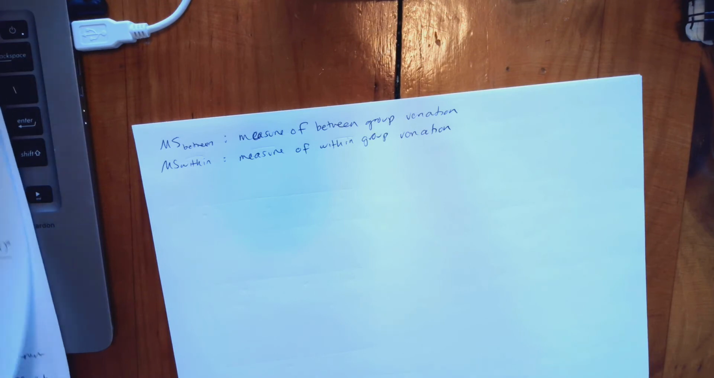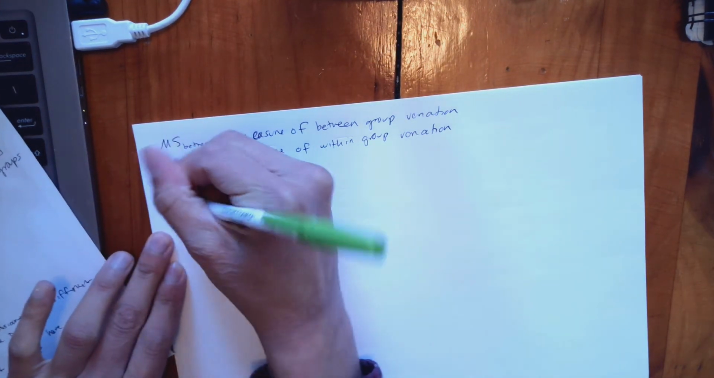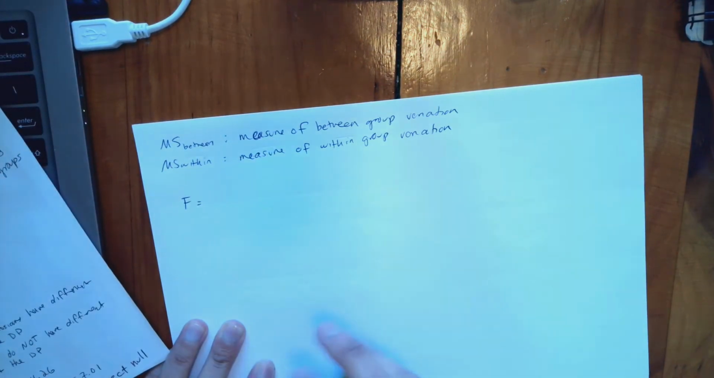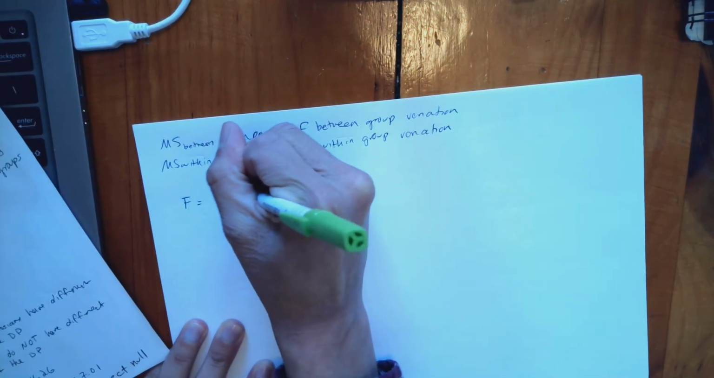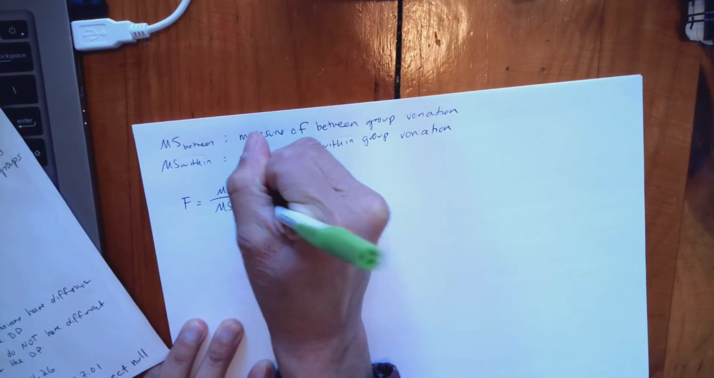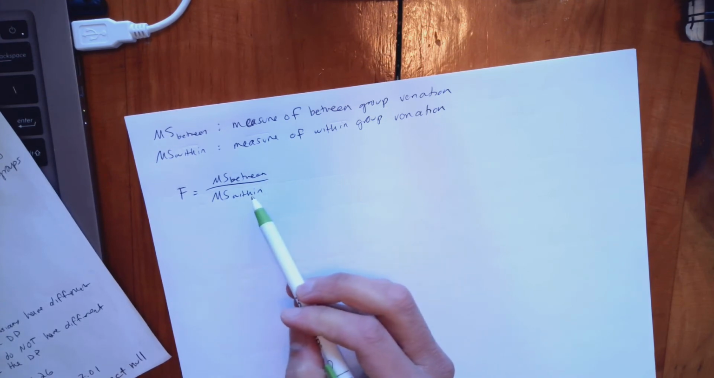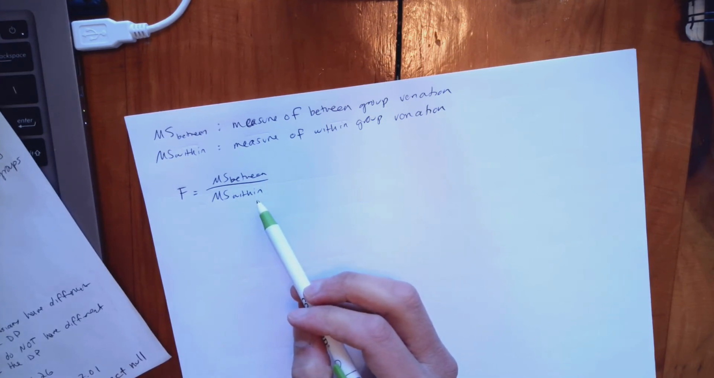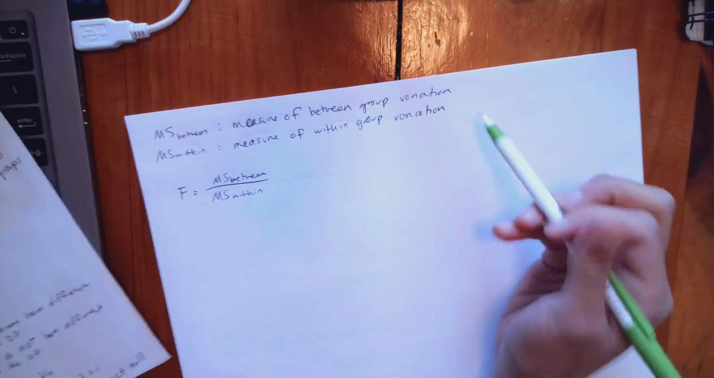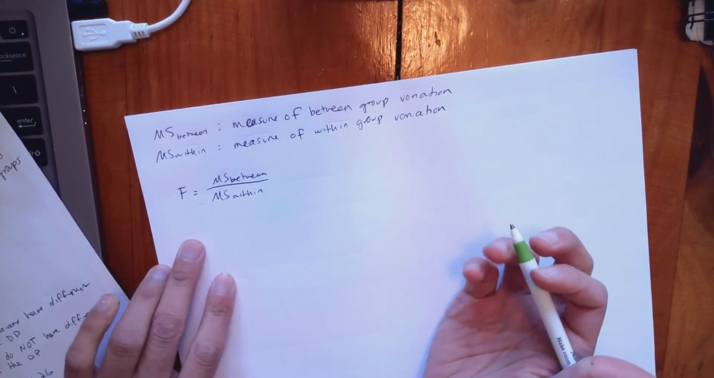Your F statistic is simply going to be given by this equation. It's your mean square between value divided by your mean square within value. So there'll be some number for this one, there'll be some number for this one, and you divide them together to get your F statistic.